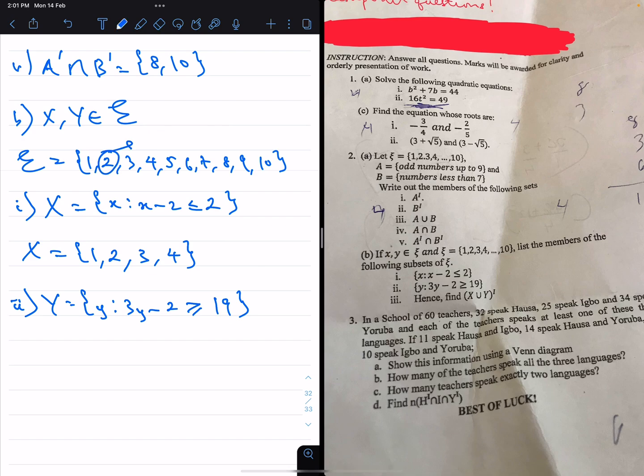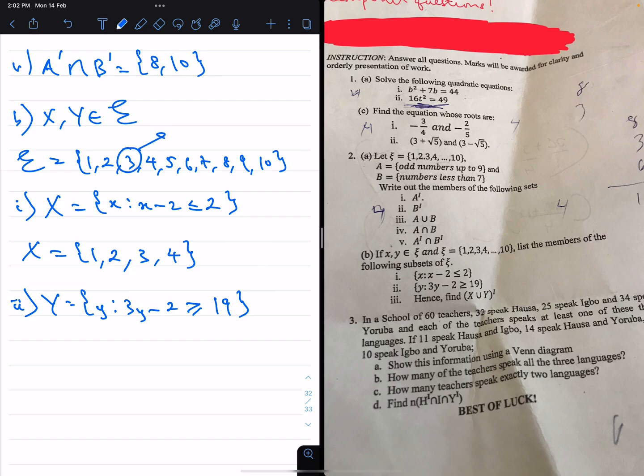We go to 2. I hope I did the right thing here. This is supposed to be 3 times 1 minus 2. That's 3 minus 2, 1. And 1 is not greater than or equal to 19. That means the element 1 is not a member of the set y. We go to 2. 3 times 2 minus 2 is 6 minus 2, which is 4. And 4 is not greater than or equal to 19. That means 2 is not a member of the set y.